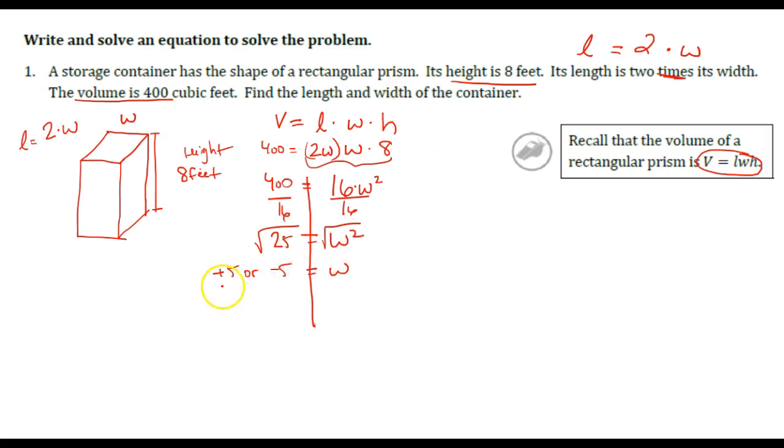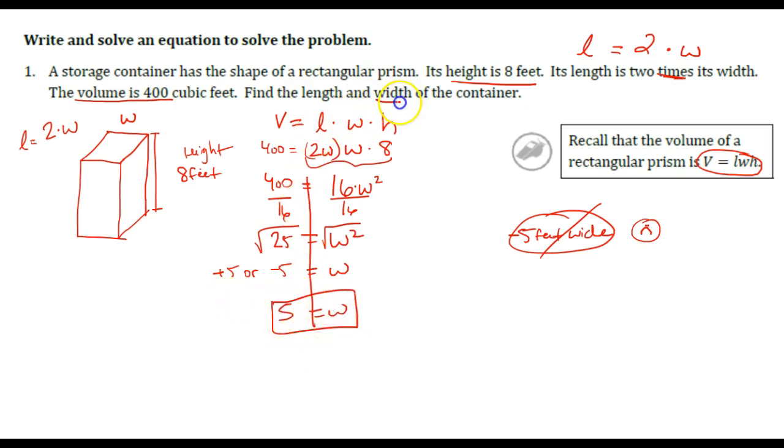Now in the real world, is there such thing as a negative 5 feet wide box? Does that exist? No, that does not exist. But a positive result does. So that means W is equal to 5. So I found my width. Yay! Found my width. Now I just need to find my length.